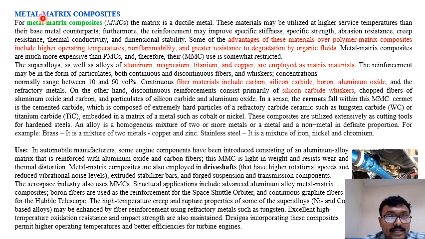Next, an important one is metal matrix composite. The matrix is a ductile metal. This material may be utilized at higher service temperatures than its base metal counterpart. Furthermore, the reinforcement may improve specific stiffness, specific strength, wear resistance, and thermal conductivity. Okay, so these are the advantages of metal matrix composite.